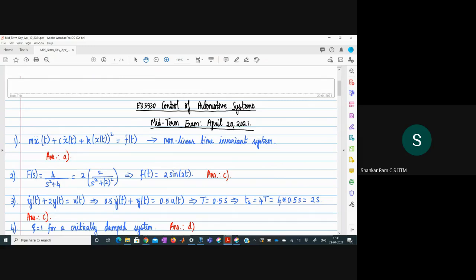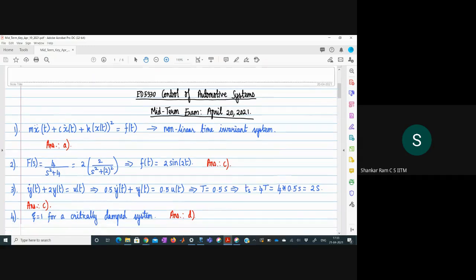The first question is the mass spring damper system, where there was a non-linear spring. However, the system parameters M, C, K are constant; they are not functions of time. So this is a non-linear time varying, sorry, non-linear time invariant system. Sorry about that. So the correct choice is choice A.